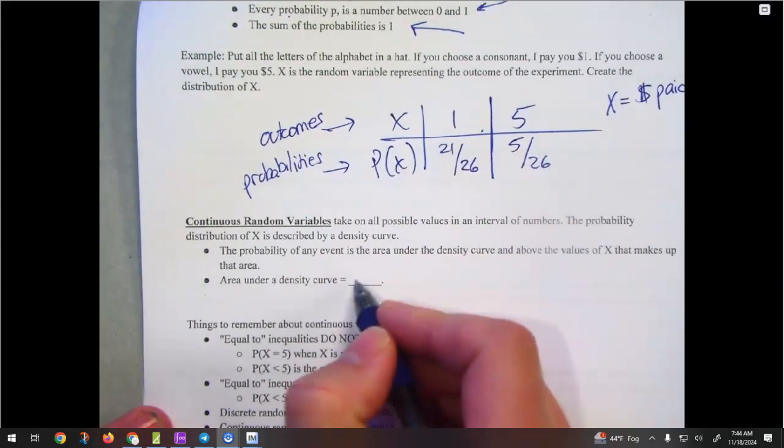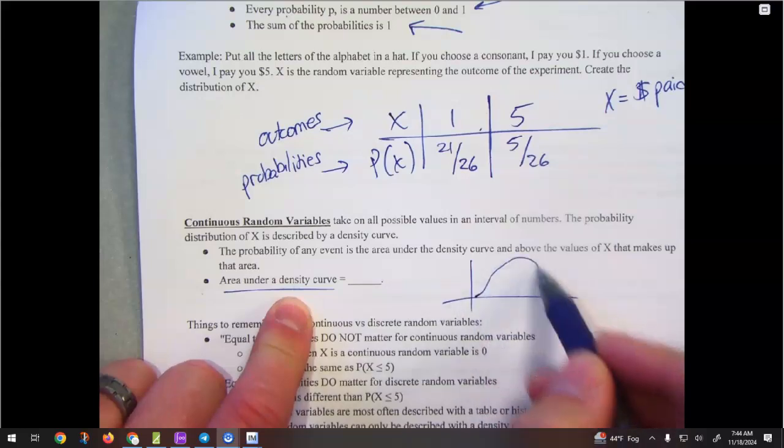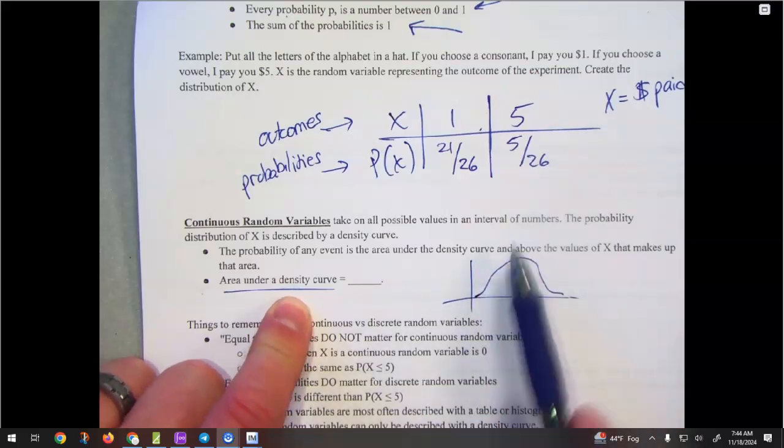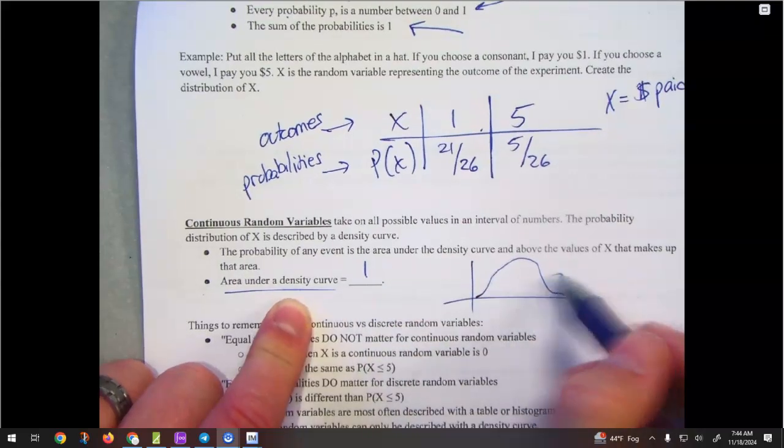Area under density curve. If I add up all the probability density curves, like one of these, what's the probability that that represents? What is the sum of the probabilities then? So what's the area under this curve?